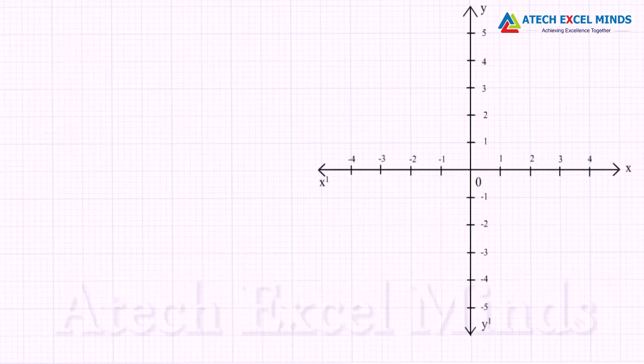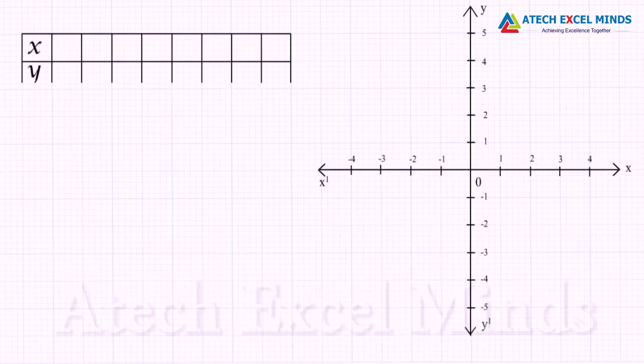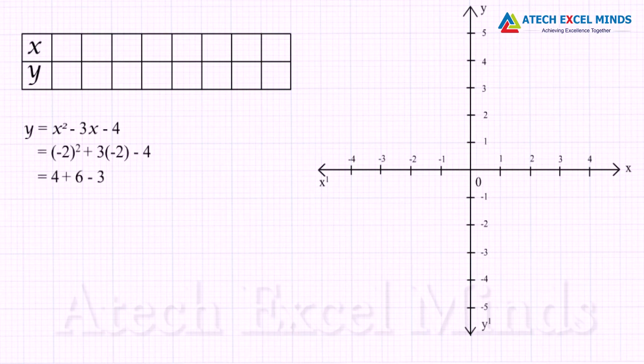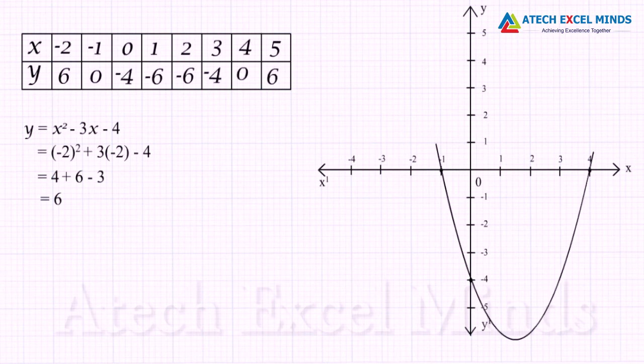Now consider an example of a quadratic polynomial, y equal to x square minus 3x minus 4. We will try to find the different values of x and y which satisfy this quadratic equation. The first such pair can be x equal to minus 2 and y equal to 6. Similarly, there are different values of x and y. This is the shape of the graph we get for this quadratic equation.